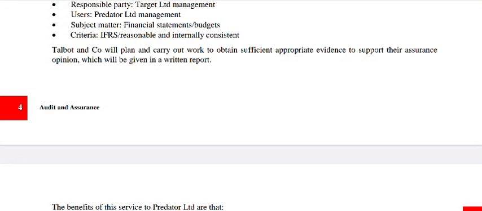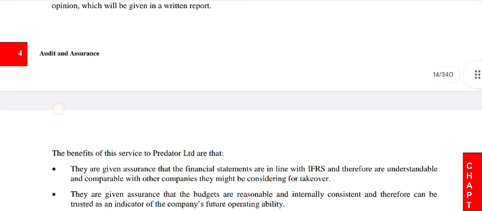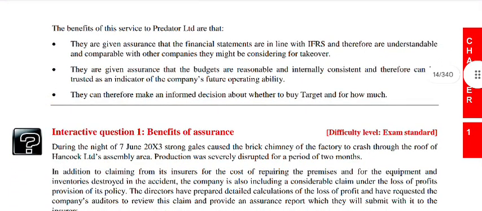Talbot and Co. will plan and carry out work to obtain sufficient appropriate evidence to support their assurance opinion, which will be given in a written report. The benefits of the service to Predator Limited are that they are given assurance that the financial statements are in line with IFRS and therefore are understandable and comparable with other companies they might be considering for takeover.